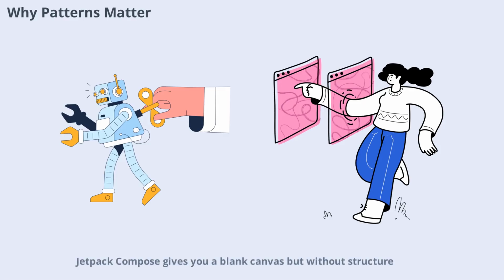Jetpack Compose gives you a blank canvas, but without structure, your code can quickly become chaotic. Patterns help you avoid spaghetti code, reduce bugs, and make your UI easier to test and maintain. Think of them as your toolkit for building robust apps. With these patterns, you'll spend less time debugging and more time creating features users love.